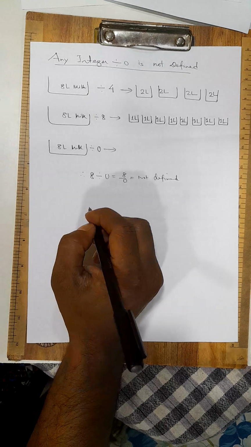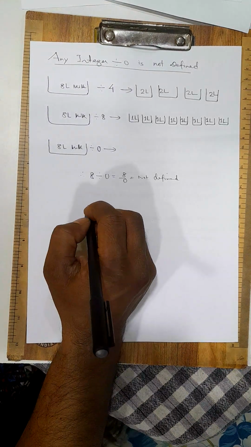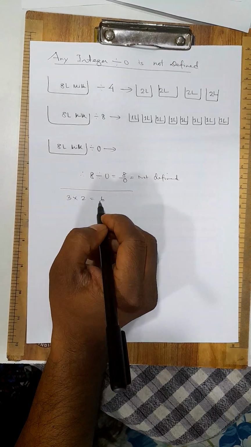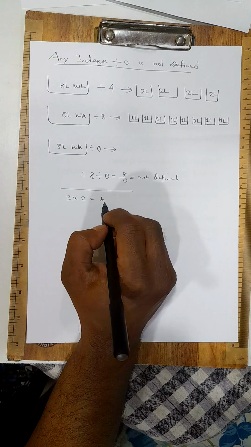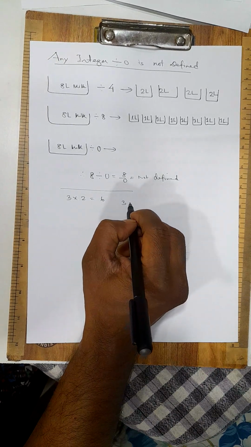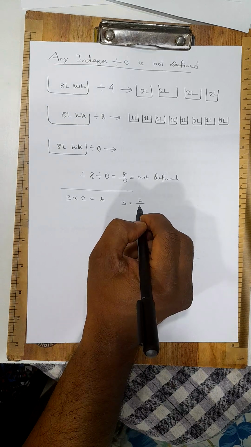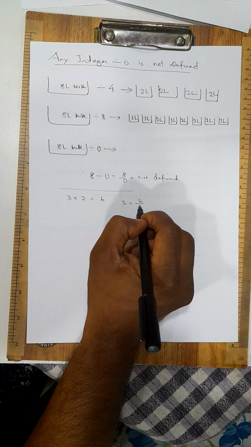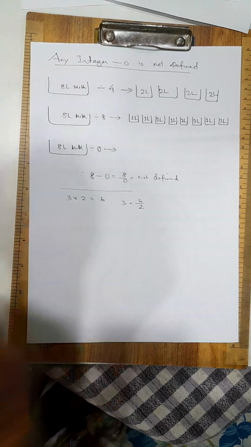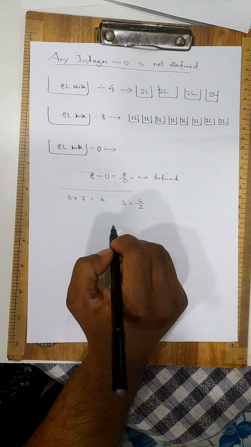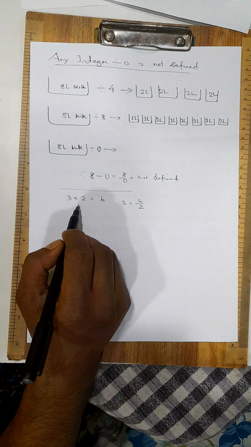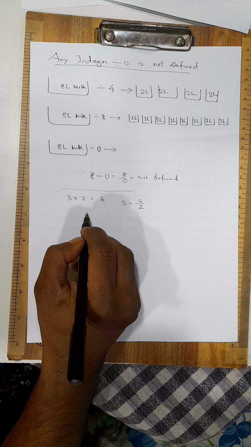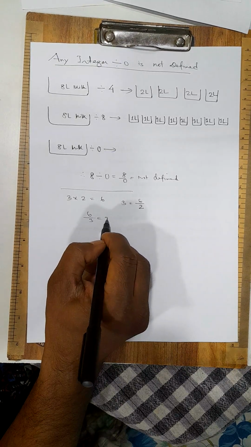You can also explain it another way. Say, for example, 3 multiplied by 2 equals 6. The product of two numbers is 6. So if one number is 3, what is the other number? We will find it by dividing 6 by the given number. So we will get the answer 2. The product of two numbers is 6. If one number is 3, what is the other number? We will find it: 6 divided by 3 equals 2.